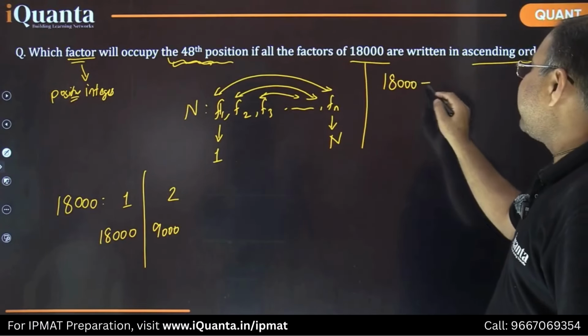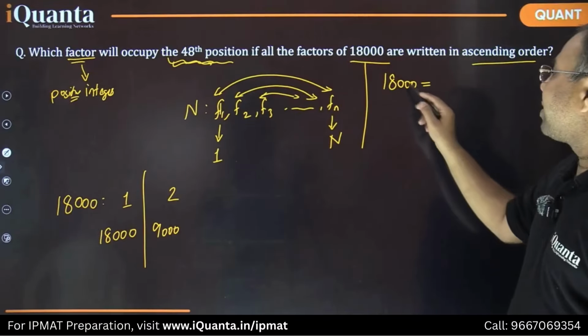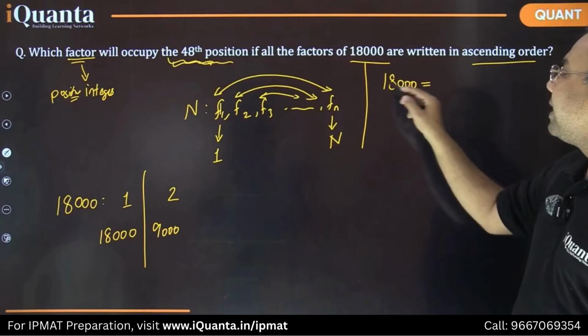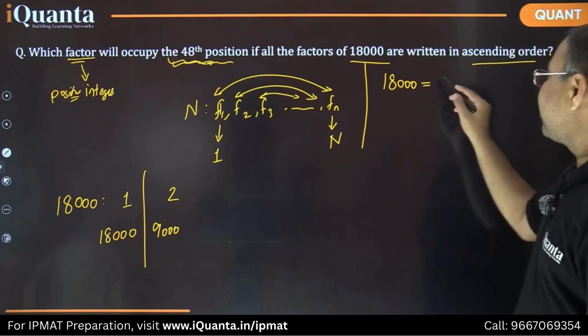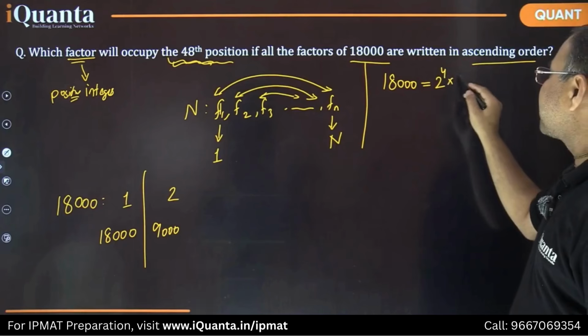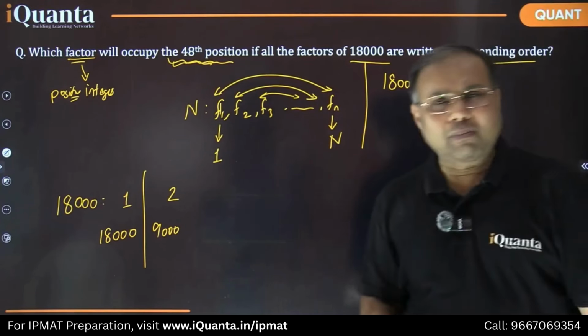So 18,000. I need to write this number in its prime factorized form first. You can see that this is 1000, so that makes it 2 cube, and 18 is 2 into 3 square, 9 into 2 is 18, right? So 2 raised to the power 4 into 3 square into 5 cube. That becomes the prime factorization of this number. I hope it is very clear.